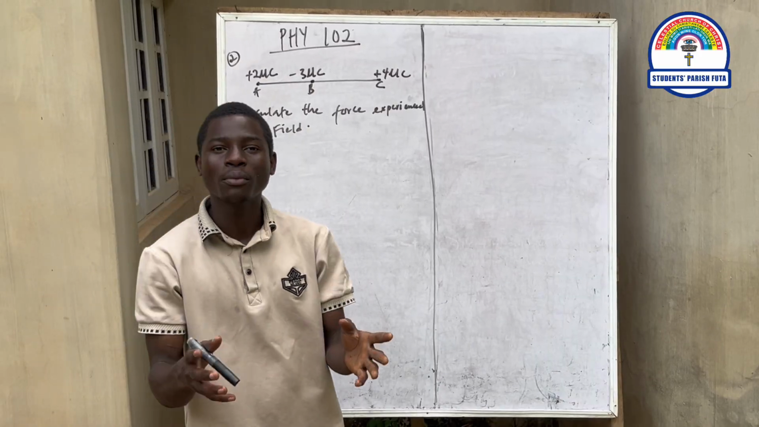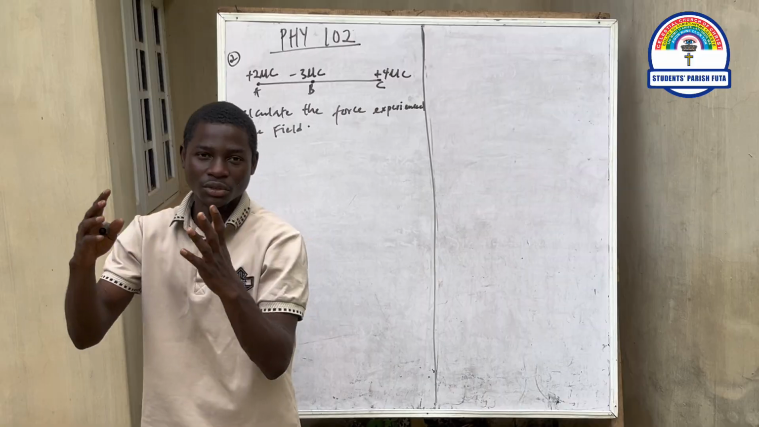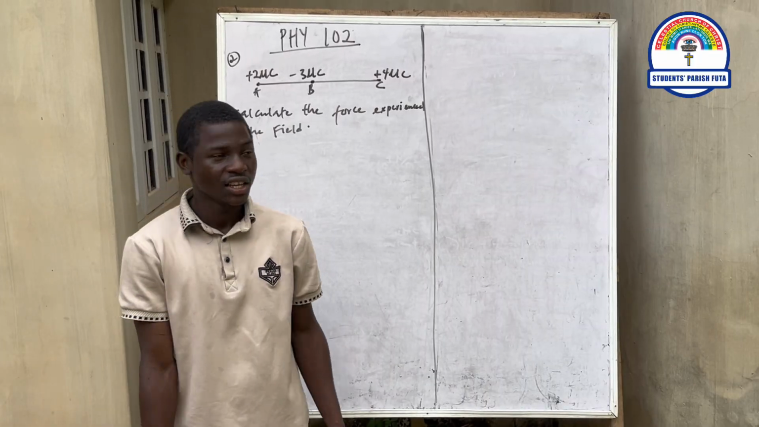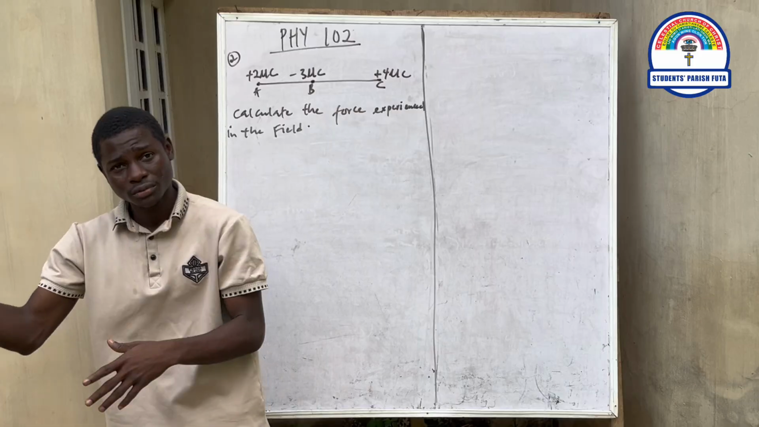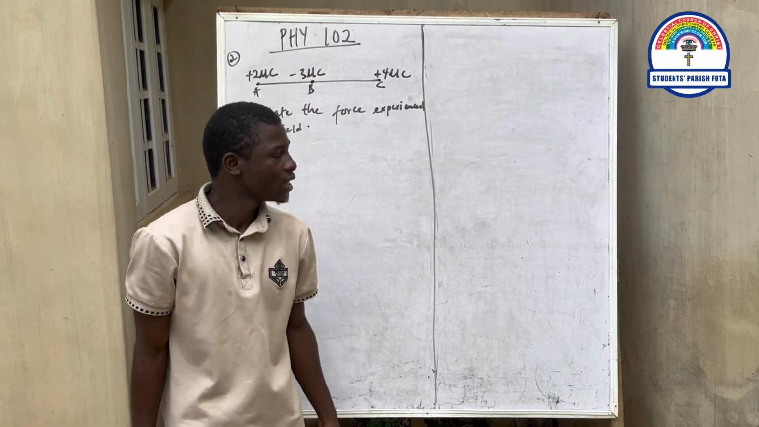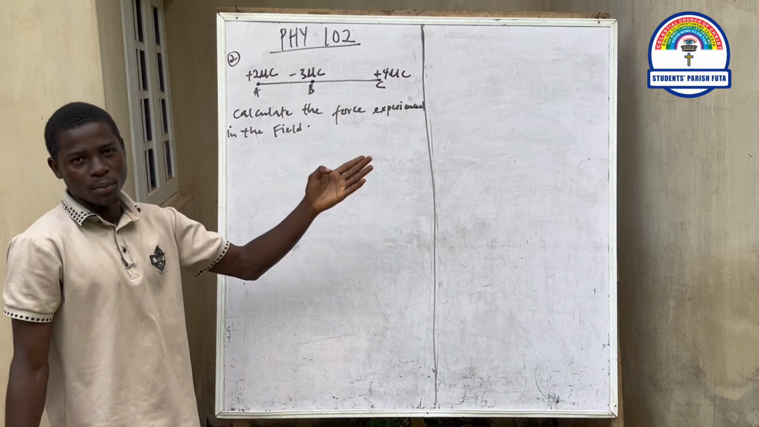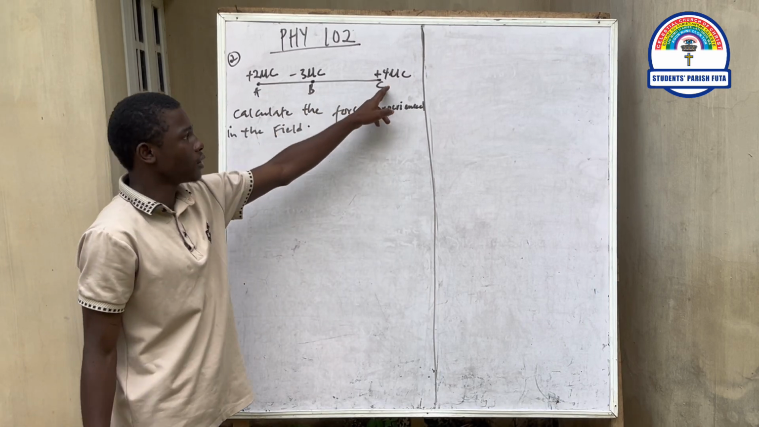There is something we call the superposition theorem. The superposition theorem is basically telling you that you can add different forces together. If you have 10 bodies, you get the force between the first and second, first and third, first and this, and you can add all those forces together to give you the equivalent force. So that's what we'll be using here. We have 2 microcoulomb, 3 microcoulomb, 4 microcoulomb, and so on.